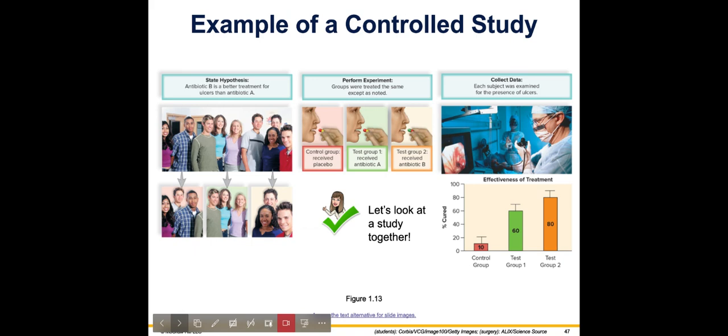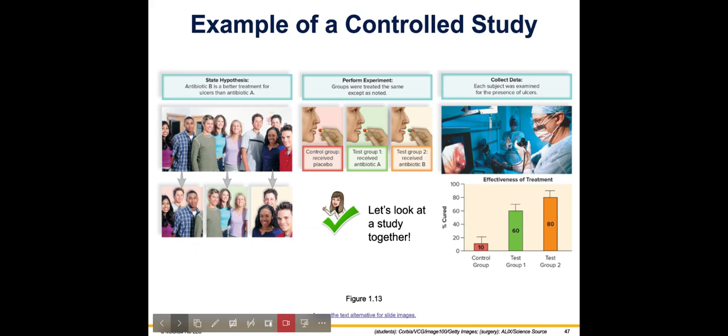So we're going to take these people that have stomach ulcers and we're going to split them into 3 groups. One group is my control group. They receive a placebo. That's a pill that doesn't have any antibiotics in it. And they're there to compare our results. And we want to treat them like they're in the experiment, but we're not going to tell them they're not getting the antibiotic.